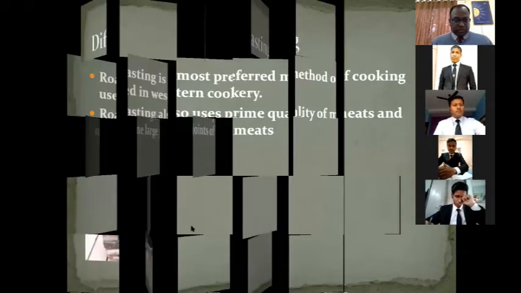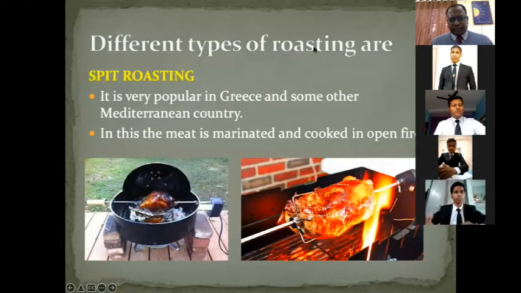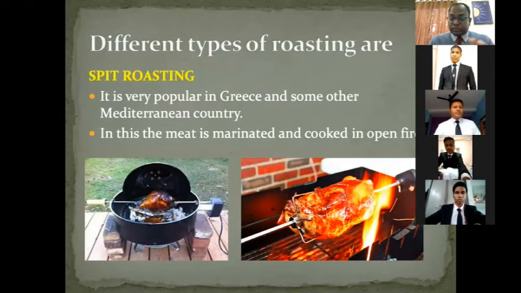Okay, so there are different types of roasting. The first one is spit roasting. Spit roasting is a type of roasting which is very famous in Mediterranean countries, meaning the countries which surround the Mediterranean Sea. In those countries, the most favorable method of cooking was spit roasting for a pretty long period of time.